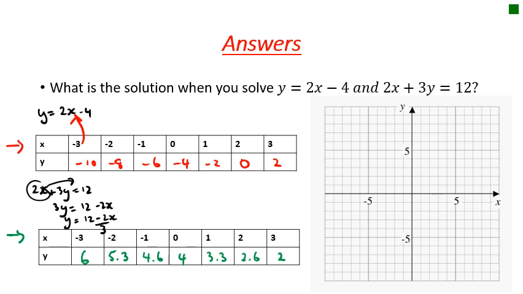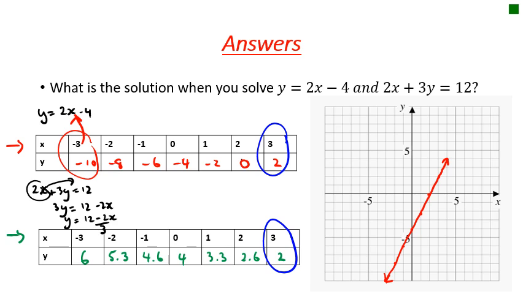Now, just by looking at these tables, I can actually see that my answer is going to be 3, 2. But I'm going to plot it anyway, just to show you what I mean. So the first point I'm going to plot is minus 3, minus 10. So minus 3, minus 10 is down here. Minus 2, minus 8, minus 1, minus 6. 0, minus 4. 1, minus 2. 2, 0. And 3, 2. So there's my line with my red.